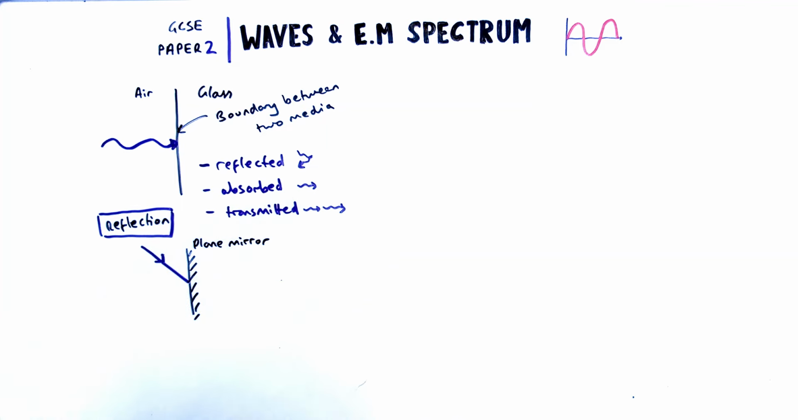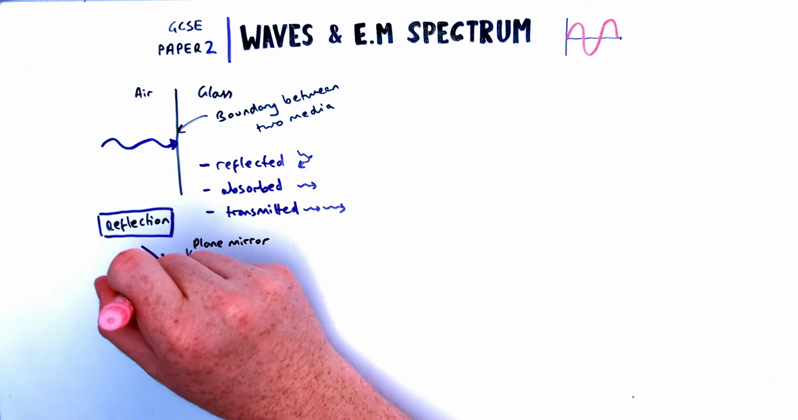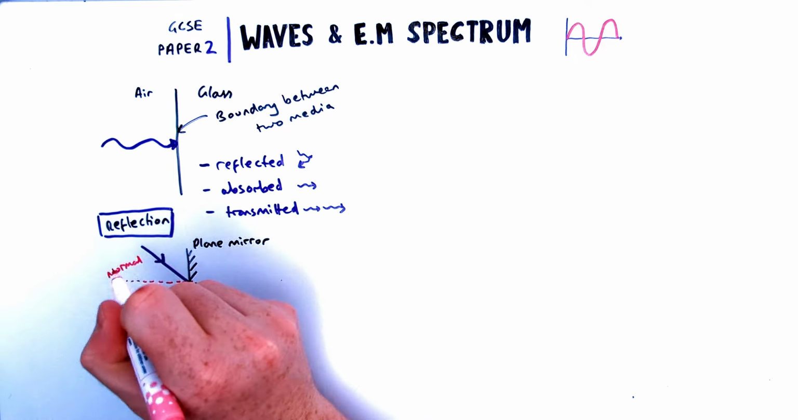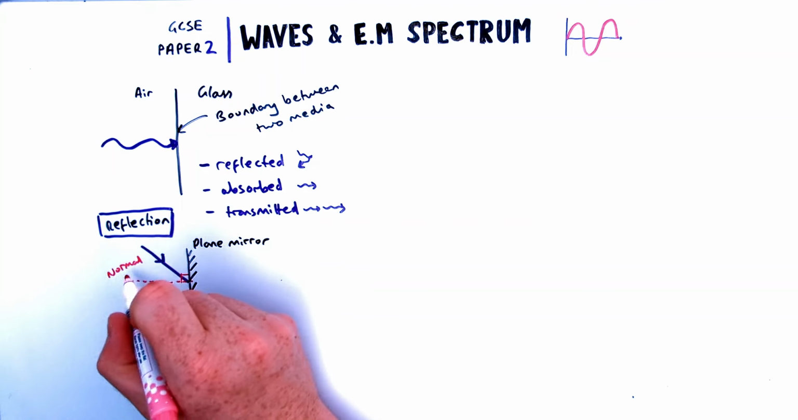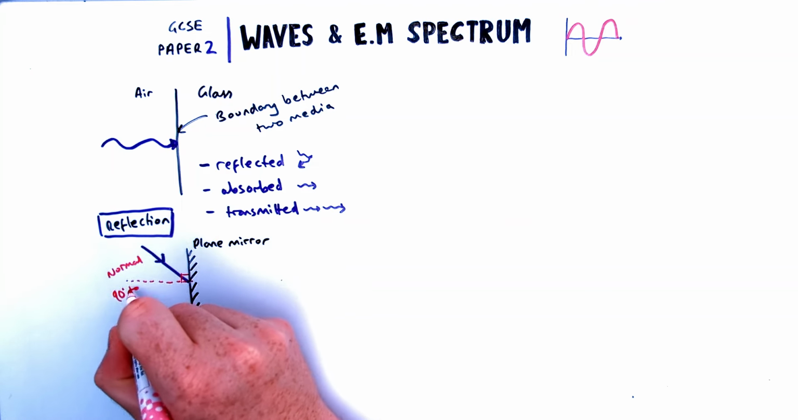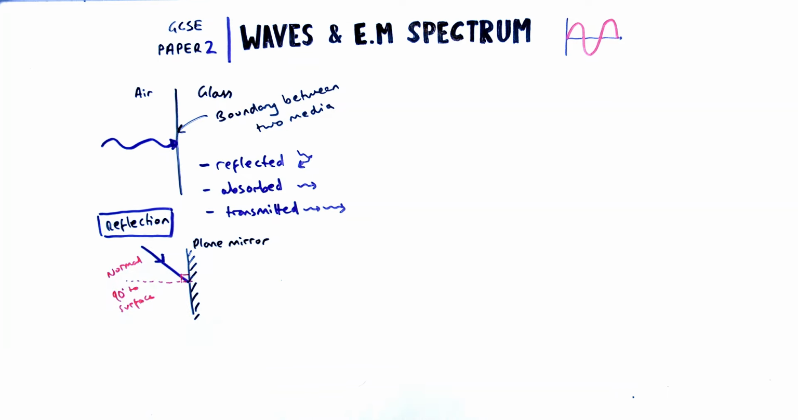So when light hits a mirror, we draw a ray diagram. The ray diagram must have arrows on it to show which direction the light or the wave is travelling in, and it must be in straight lines. So when the wave hits the mirror, we can draw on something called a normal, which is normally represented by a dotted line, and it's always at a 90-degree angle to the point where the wave hits the surface. So in this case here, it comes out towards the left.